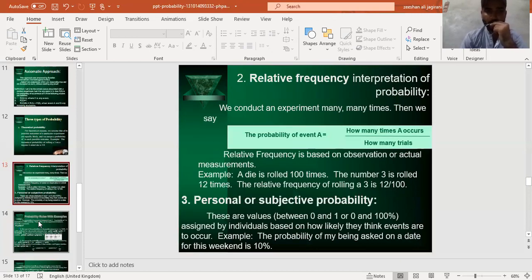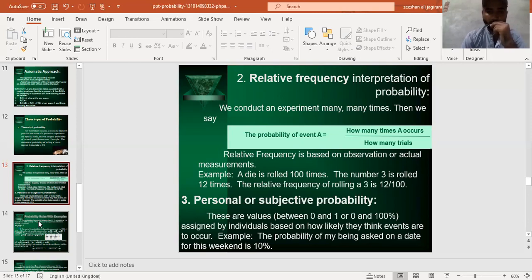Number two, relative frequency interpretation of a probability. We conduct an experiment many times, then say the probability of event A is equal to how many times A occurs divided by how many trials. Relative frequency is based on observation or actual measurement. Example: a die is rolled 100 times, and the number 3 is rolled 12 times. The relative frequency of rolling a 3 is 12 divided by 100.